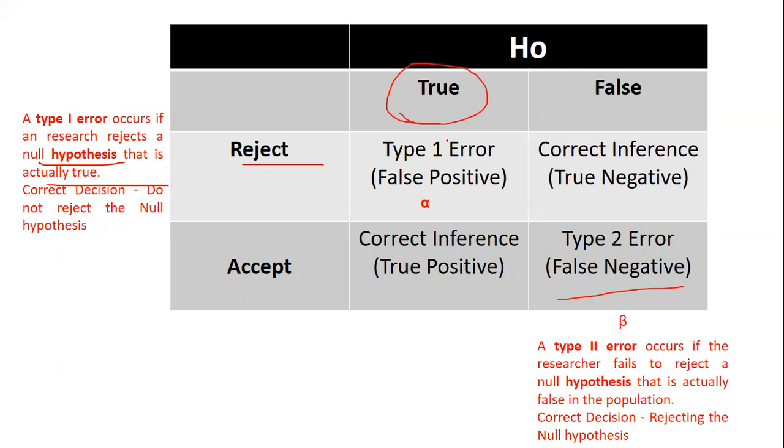So something which is rejected, which is actually true, and something which is false, but is actually accepted. When it is rejected, it is a type 1 error, denoted by alpha, and when it is accepted, it is a type 2 error, that is beta. This is what we have learned for type 1 and type 2 error.